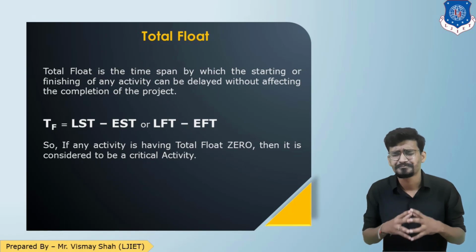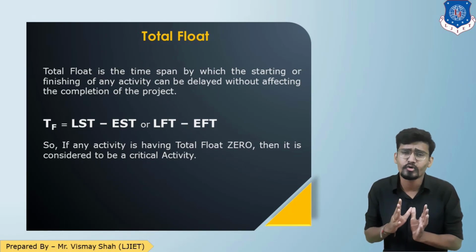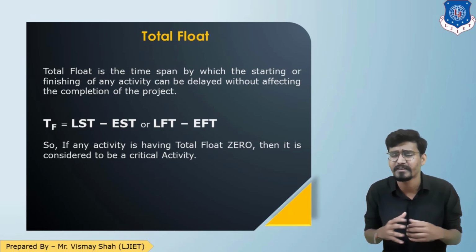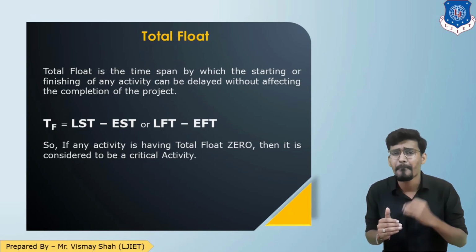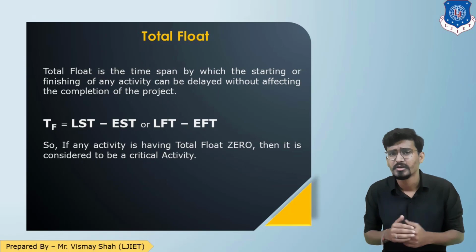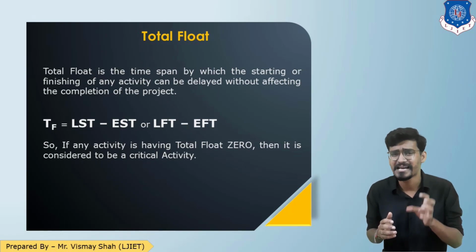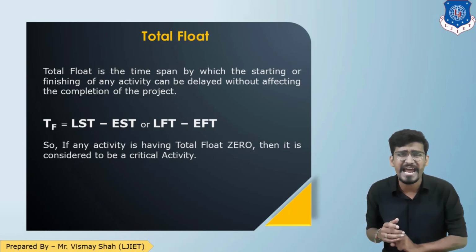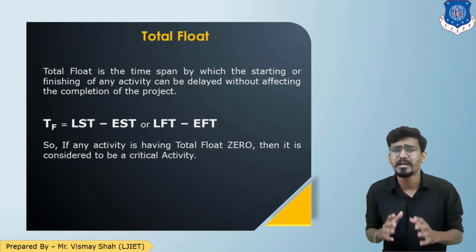I'm repeating it again. What if the activity's total float is 0? The total float was free time available with the activity. But if total float is 0, that means there is no free time available with the activity. That means we need to finish the activity in a very timely and accurate manner. So that is your concept of critical. Those activities having total float equal to 0 are the critical activities. So in the network diagram, if I want to find the critical activities, I need to check whose total float is 0. Alright? So that is your total float.